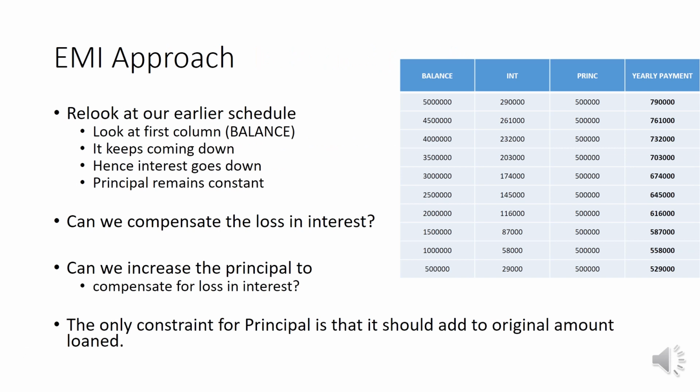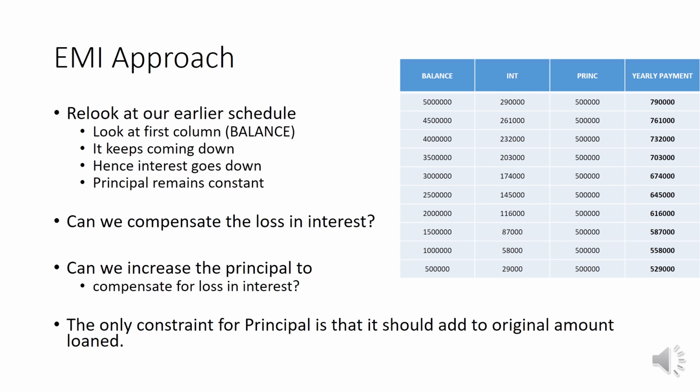Let us relook at our earlier amortization schedule. Look at the first column, balance, right? It keeps coming down, and because of that our interest calculation goes down and our principal remains constant at 500,000, right? Now the variability comes from the loss of interest. The question is, can we compensate the loss in this interest? Can we increase the principal to compensate for loss in interest? That's the question that we would like to address.